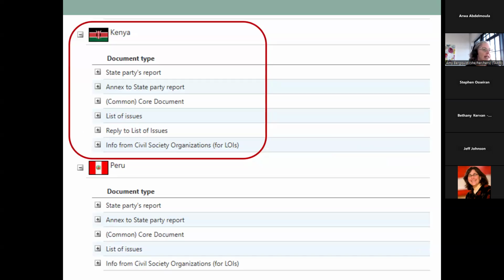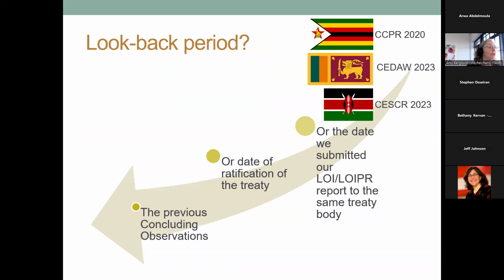So you can go down to Kenya, and if you click the plus, you'll see the state party report that also had an annex. There's a common core document. There's the list of issues, and there's the reply to the list of issues, and then information from civil society organizations for the list of issues. That means the earlier reports that were submitted. If you go to that page, you'll see a report that we submitted with our partner organization, ICJ Kenya, at that list of issues stage for this particular report. So the session webpage is really useful in terms of getting all the relevant documents that are in front of the committee for that particular review.